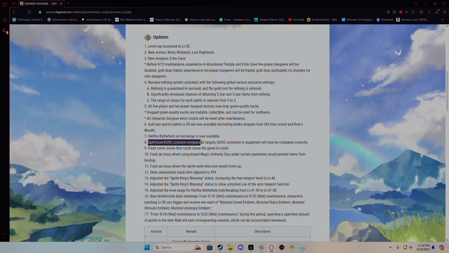Optimized costume comparison targets, costumes and equipment will now be compared correctly. Okay, so I guess there was an issue with that. Fixed some issues that would cause the game to crash. Fixed an issue where using bounded clay, well, magic clay, under certain operations would prevent items from binding.